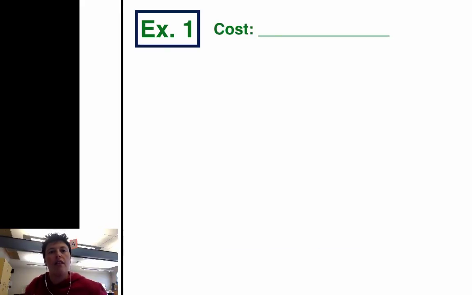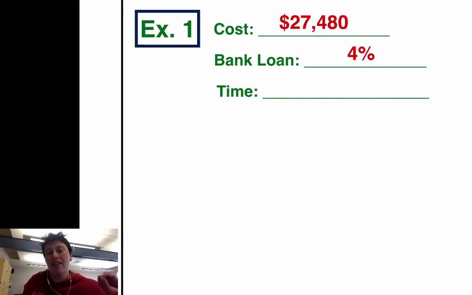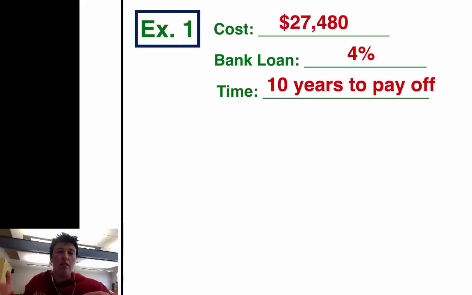So what we're going to write down in our notes is the cost of this car. Now the cost, the sticker price, is $27,480. But you're going to go to the bank and you're going to get a loan, and your bank loan is going to be for 4%. Not bad, not too high of a percentage, so that's nice. And then the bank's also going to give you a timeline. So they're going to say you need to pay us back in a certain amount of time, in this case 10 years. So you have 10 years to pay the bank back. They're going to let you borrow all of the money, and the deal will be you have to pay back 4%.